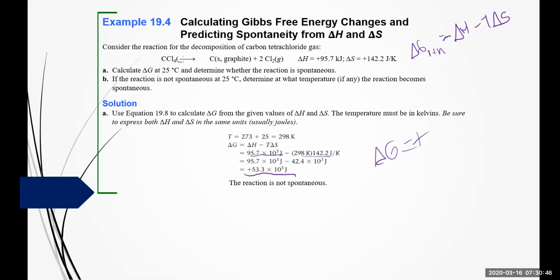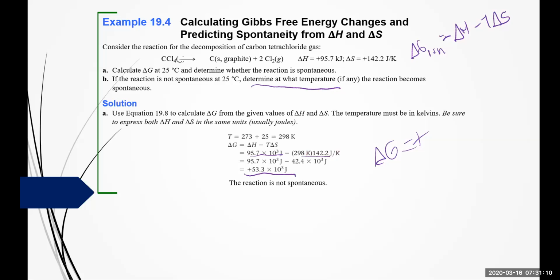We're going to need energy in order to drive this process forward. And that's because our enthalpy requires energy, and our entropy, we're not at a high enough temperature to make that happen. And so since we're not spontaneous, then we have to do part B. We have to figure out, well, at what temperature could we become spontaneous?